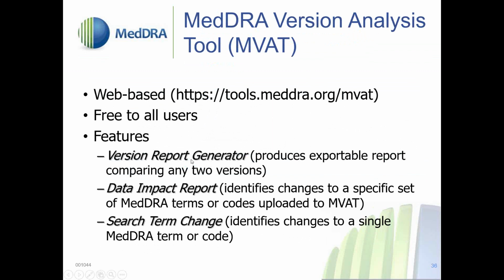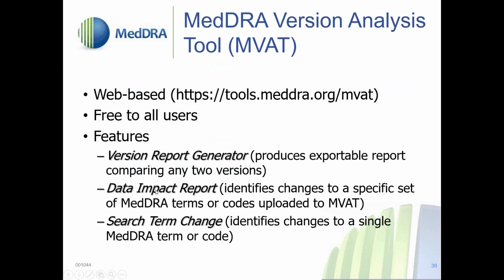So the first feature listed on the slide is the generation of version reports, in the same format as the usual version report that you get with the new version releases. But with MVAT, you can not only compare the new version with the previous version, but you can compare any two versions of MedDRA that you define. So, as an example, when a clinical trial is run over 5 years and you use the starting version throughout the clinical trial, you can compare this starting version with the newest MedDRA version in order to get an idea of what has changed in between and what the impact of upversioning on your data would be.